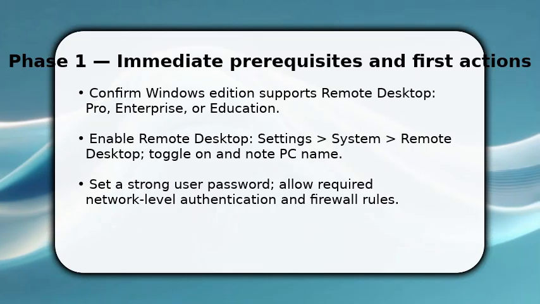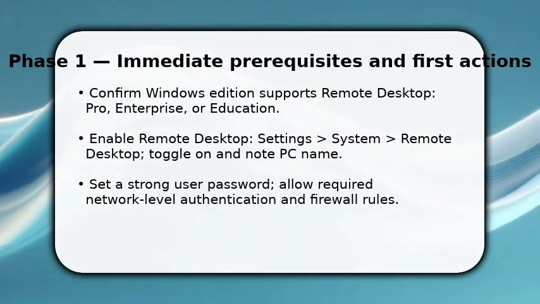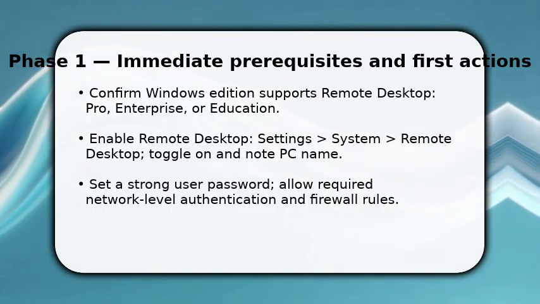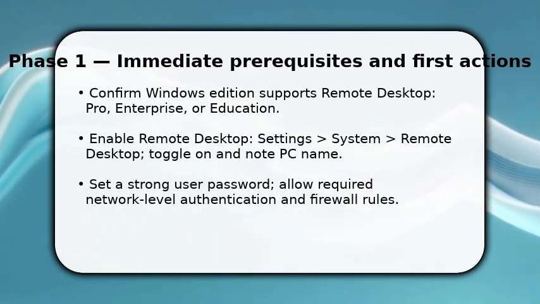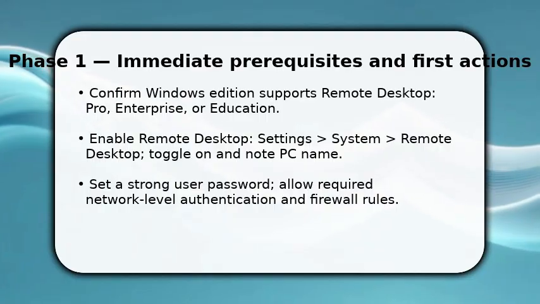You begin by preparing the host PC so connections will work. Enable Remote Desktop in Settings, System, Remote Desktop, and write down the exact PC name. Make sure the signed-in account has a password. Remote Desktop rejects blank passwords. Once done, allow Remote Desktop through Windows Firewall and enable network-level authentication for security.